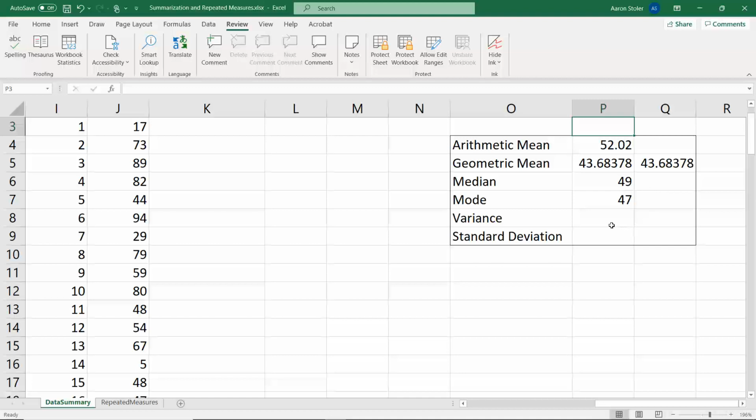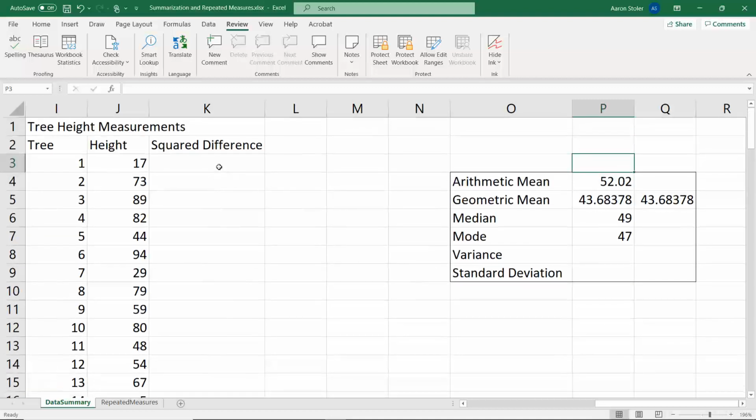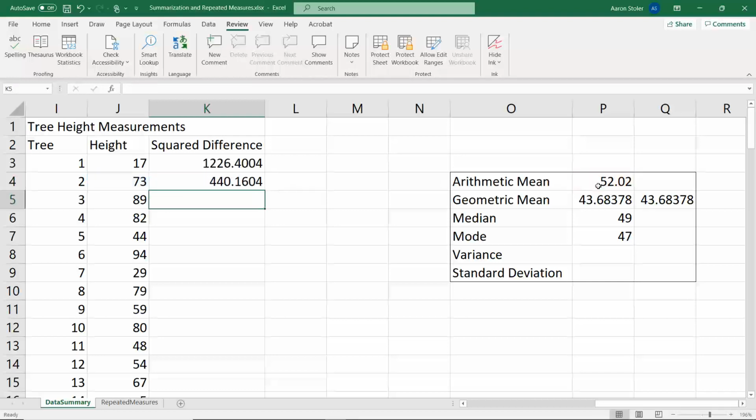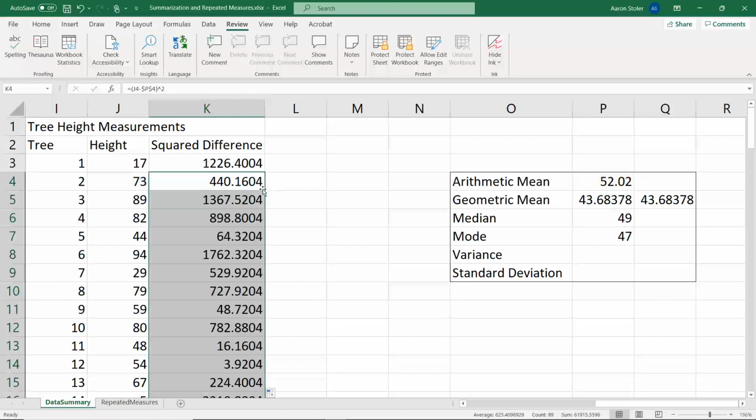For our variation, we have to calculate the squared difference. So we type equals, and the first point is 17 minus the arithmetic mean squared. The second point is equal to 73 minus the arithmetic mean squared. And we can do this for all of them if we just drag it down, but of course we need to lock the arithmetic mean. We can drag that down.